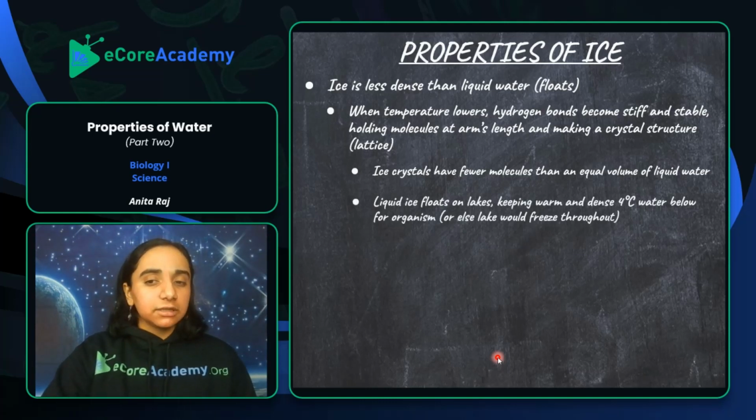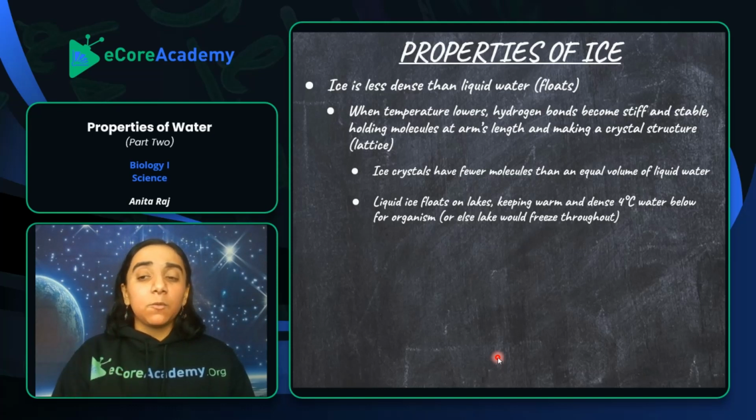Ice floats on lakes, keeping warm and dense 4 degrees Celsius water below for organisms, or else the lake would freeze throughout. So think of it this way: if ice sank, what would happen to lakes and ecological systems? All the organisms would die because the lake would freeze throughout and freeze over. And what about all the organisms living in that lake?